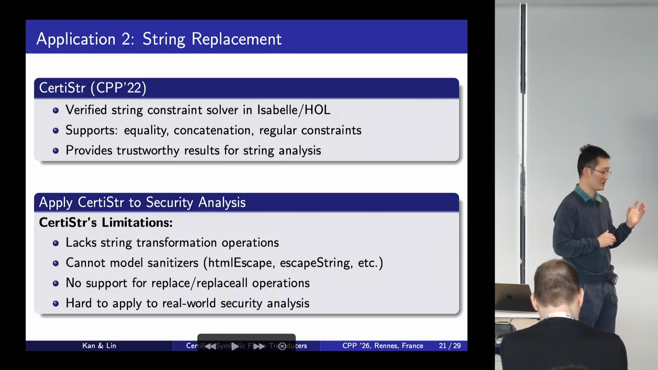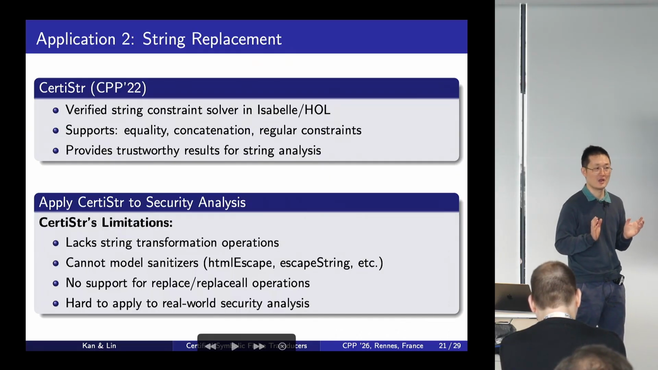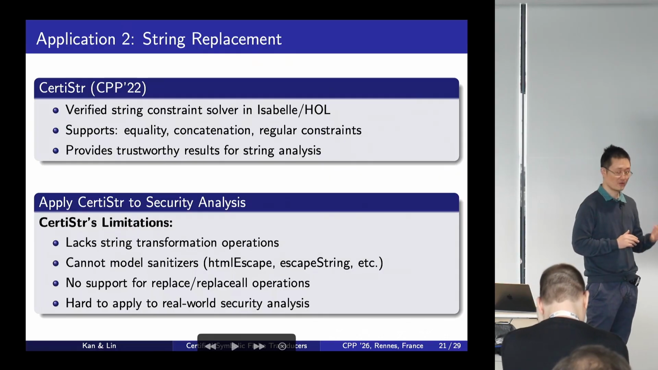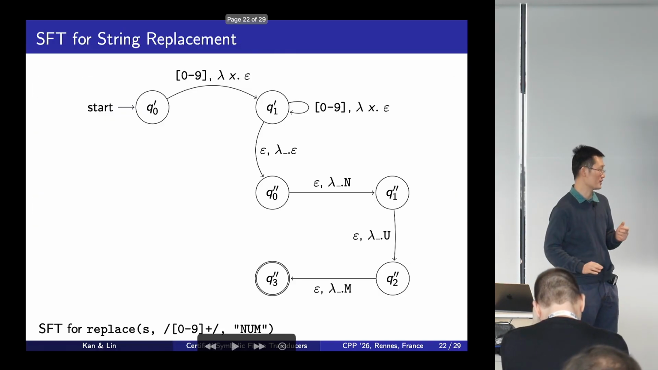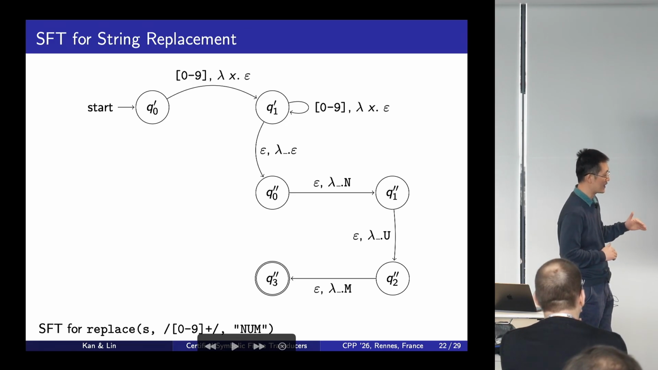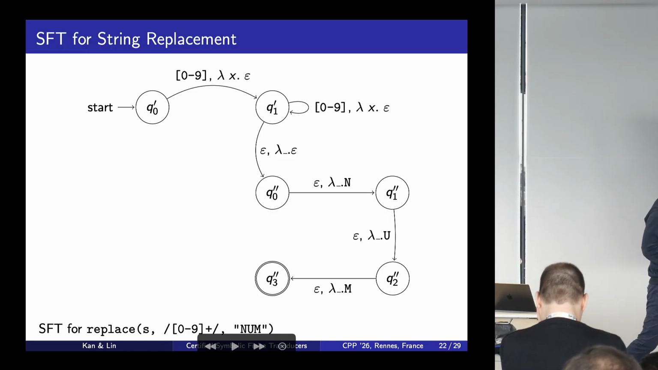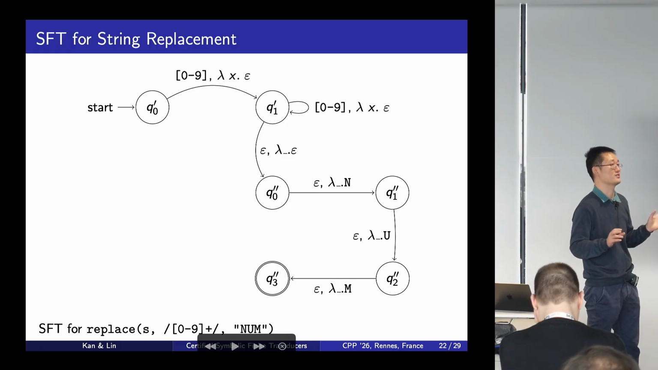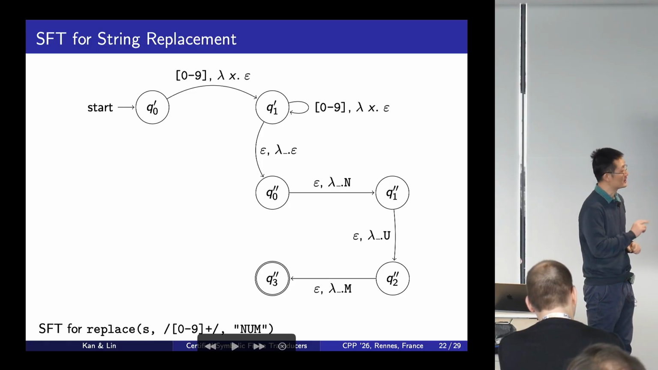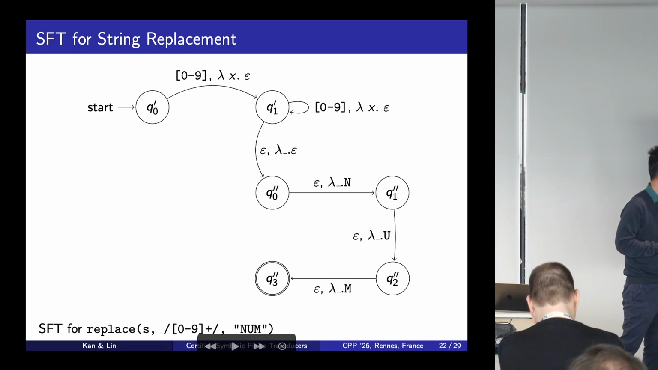Because we have a transducer now, it could be used to model that. So we use it to model the SMT-LIB supported operations for replacement. I'll just show an example. This is the example to replace the digits with the constant string number. From the state Q0 to Q1 is just to accept all the digits. And after that, it will replace it with number.